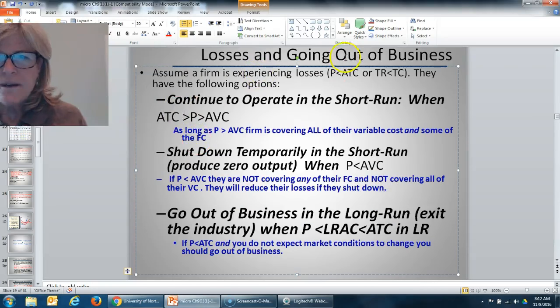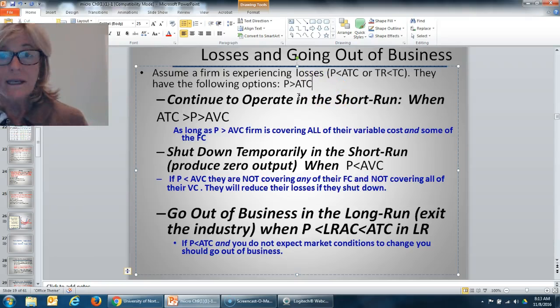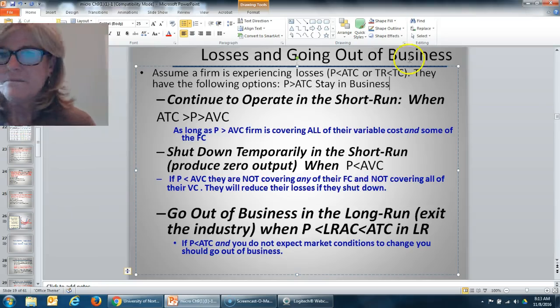Sorry, in this one, the price is greater. The price isn't less. I was thinking price is less. No, price is greater. Yay, I found the right one. I'm sorry, you guys. All right, so price is greater. No, continue to operate, no, that's wrong. We want this one. Price is greater than average total cost. In that case, you should stay in business, which is what our first one was.